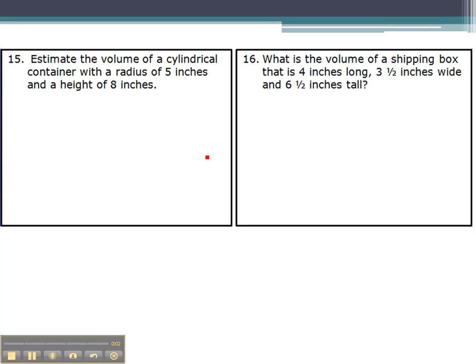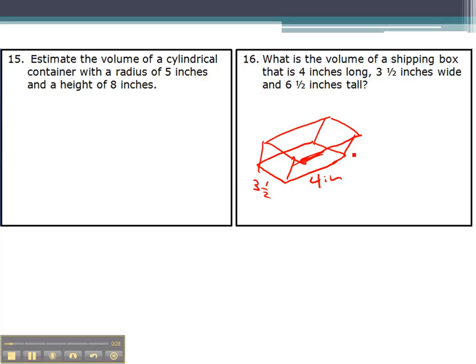Problem 16. What is the volume of a shipping box that is 4 inches long, 3.5 inches wide, and 6.5 inches tall? The box is going to be a rectangular prism. So let's draw it. Okay, 4 inches long, 3.5 inches wide, and 6.5 inches tall. So this distance between the bases is 6.5. Formula for volume of a rectangular prism: volume equals length times width times height.